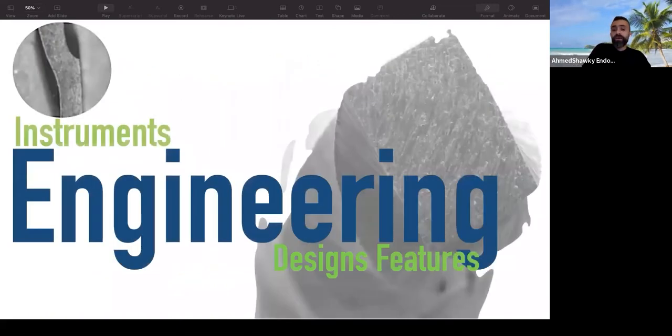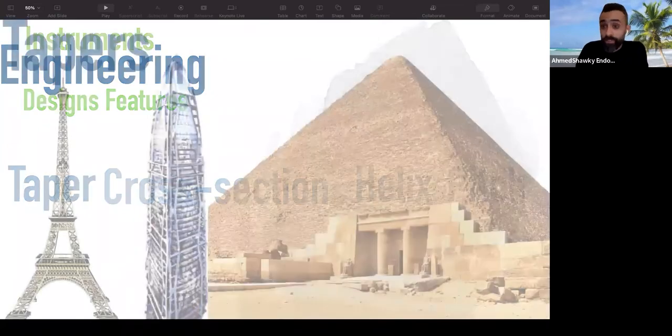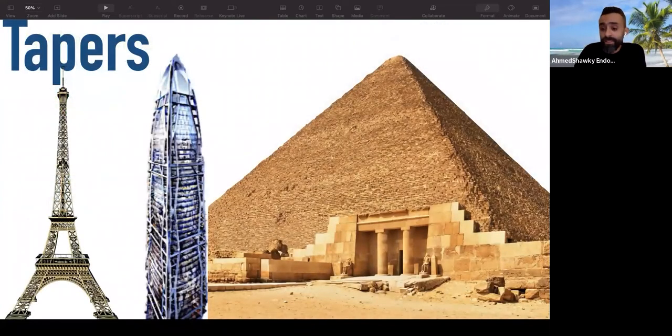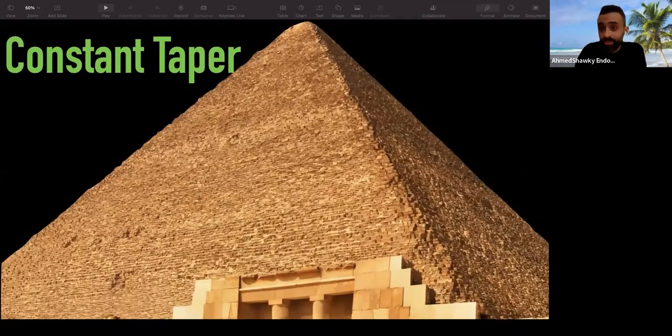Now comes the time for the design of these files. What do we need to know? The tapers. We have a lot of tapers, but for simplicity, we are going to talk about constant tapers, like the pyramid. I'm from Egypt, and we have this monument, the pyramid. It's very famous. The pyramid is a constant taper, okay? It starts with a small size, and each increment or each distance, it increases continuously in a constant way.